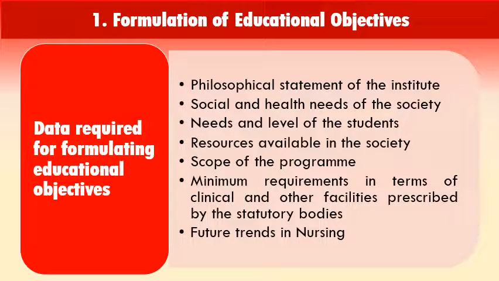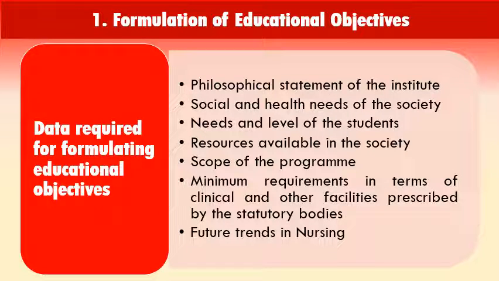And secondly, we should understand the societal and health needs of the current society. Okay, that is most important. Then we should understand about the students as well, because what are their needs and what are the levels of the students. So this also we have to keep in mind while formulating educational objectives. Then resources available in the society. If the curriculum is designed, where they are going to get the learning experiences, that the society only decides, right?